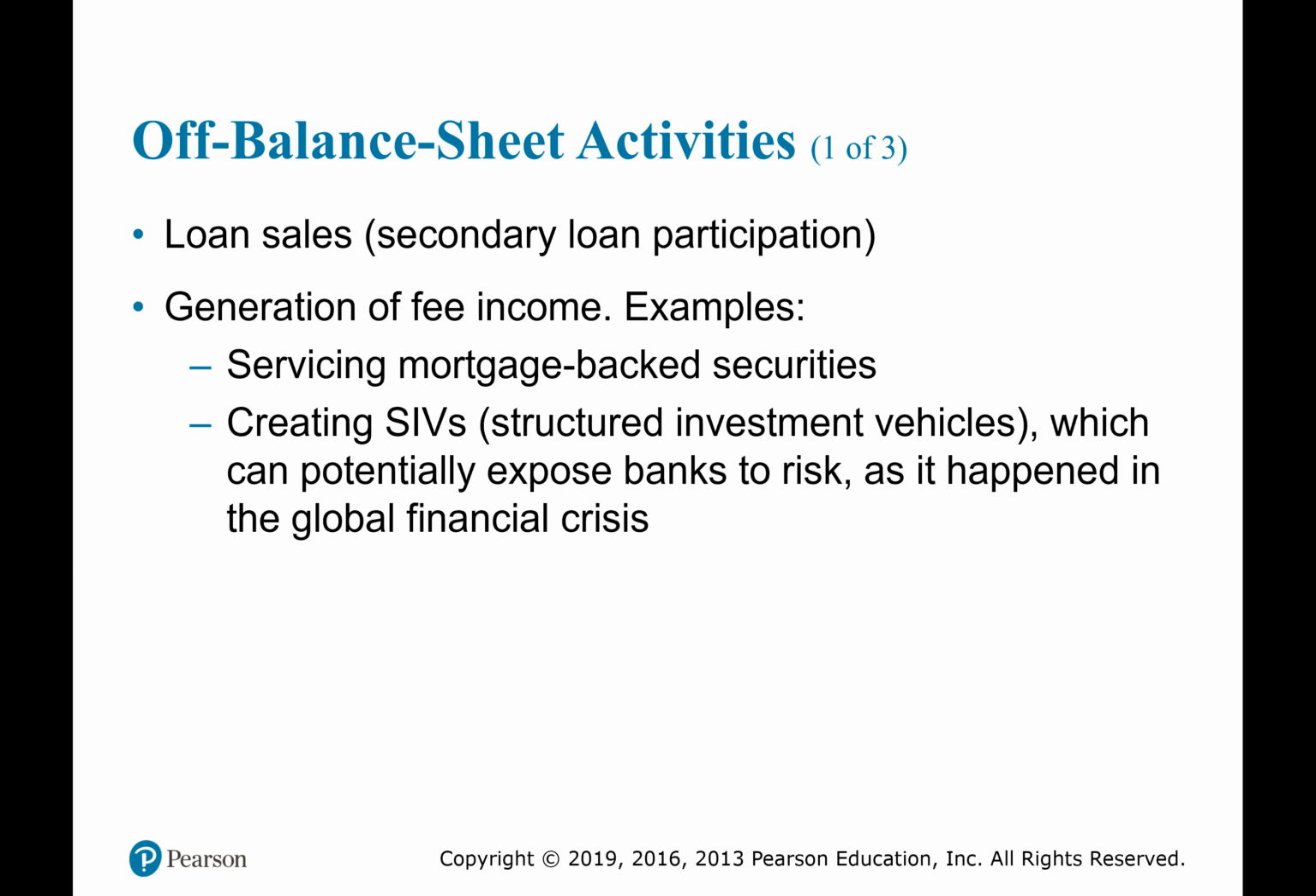We didn't talk too much about off-balance sheet activities, so let's quickly do those and then we finish up. Loan sales, so these can be secondary loan participation. When I got my first mortgage here in the US, it was immediately sold off to someone else. So it went on the balance sheet of a bank, but then they sold it off. And of course they made money from that. So those are so-called secondary loan participations. That's the way the banks can make money.